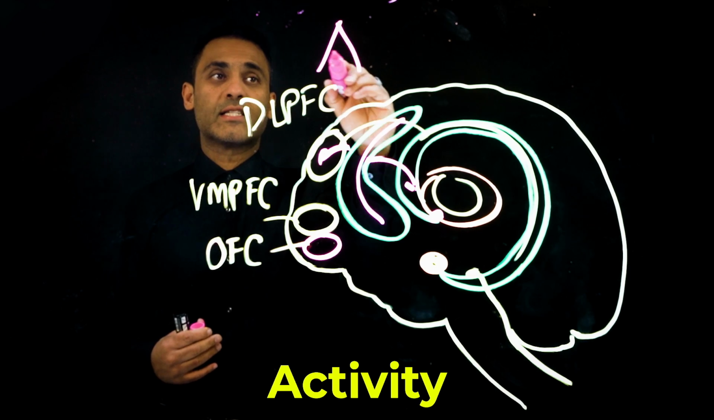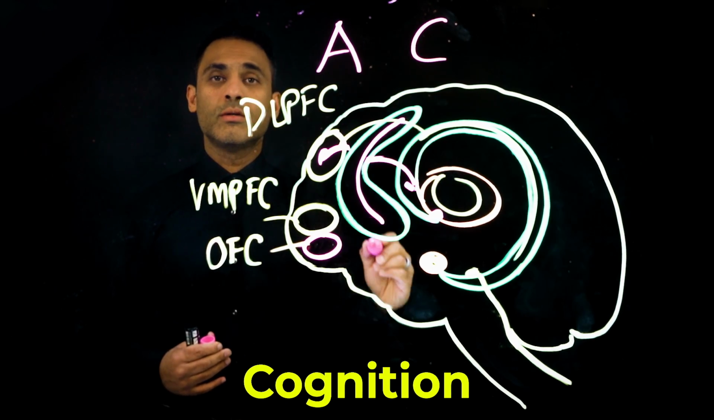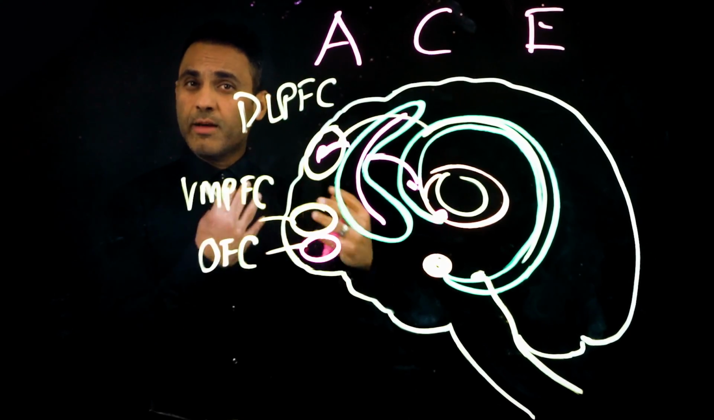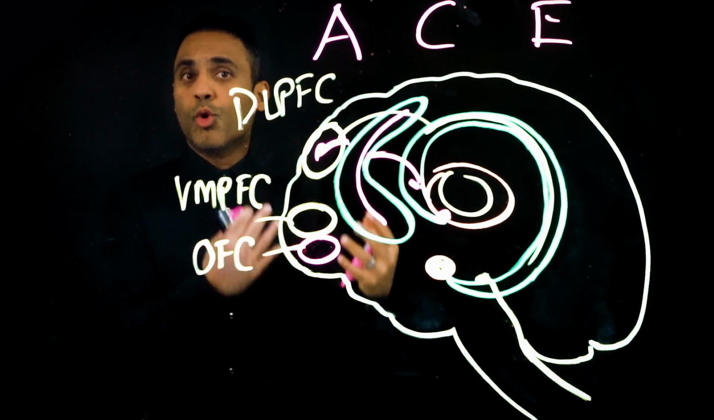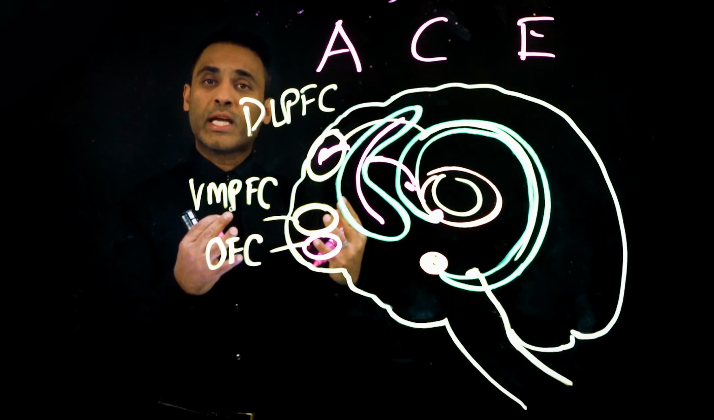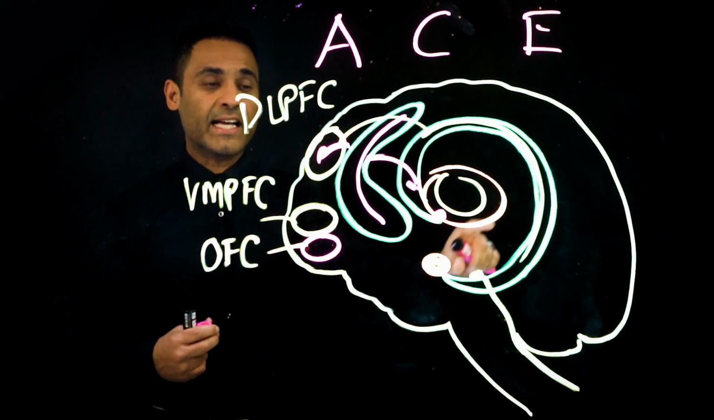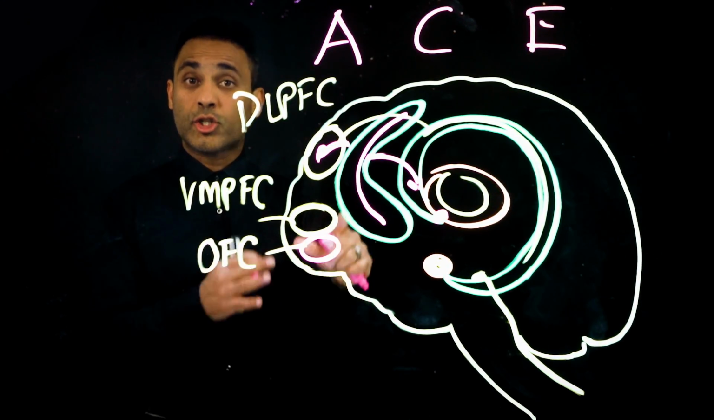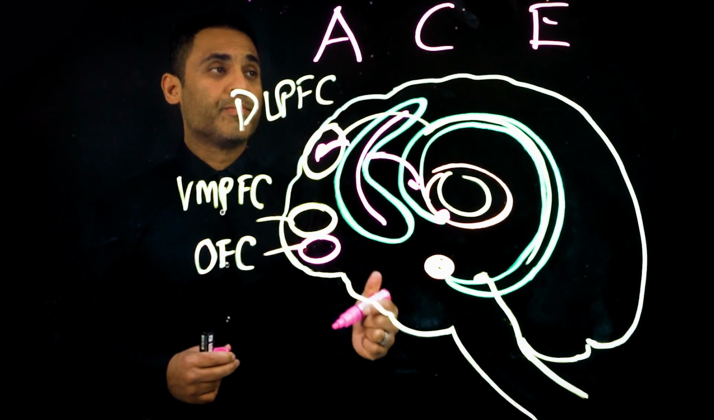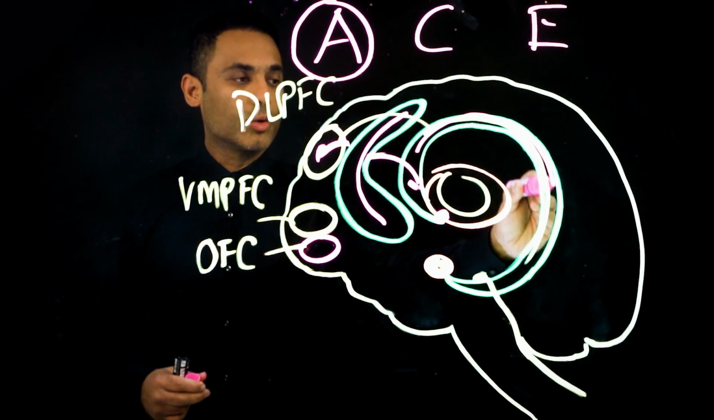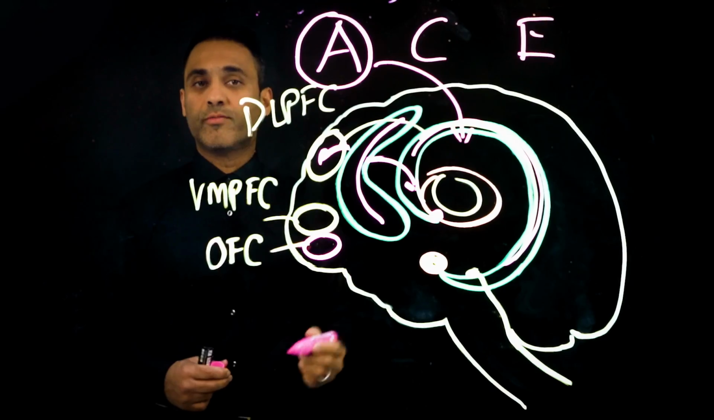We've got activity, cognition, and emotion. Now, I often tend to think about emotion along with reward. So now let's look at where these symptoms are mediated from when we localize this to these particular areas. So when activity is affected, we know that we're looking at the striatal involvement.